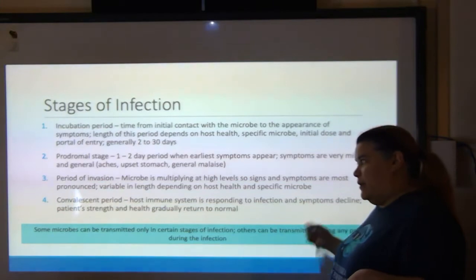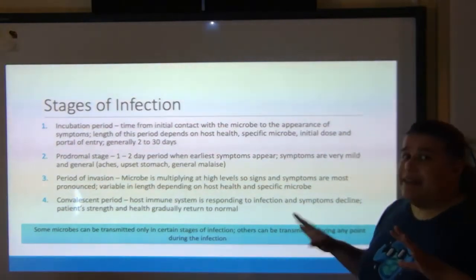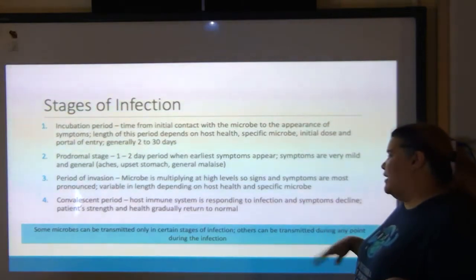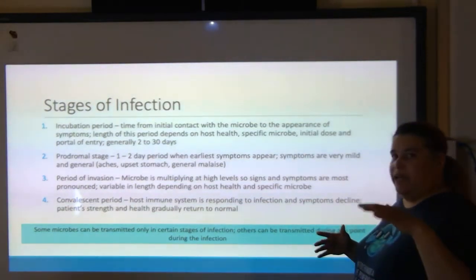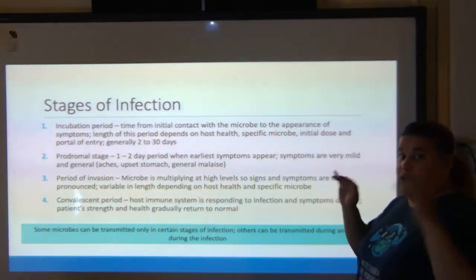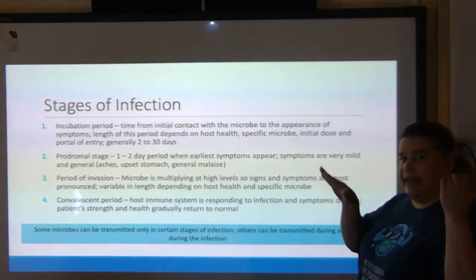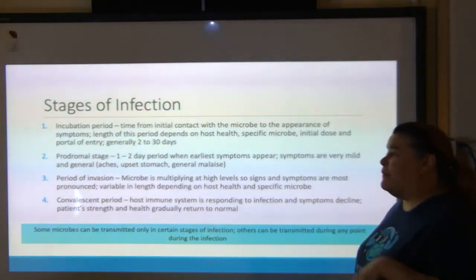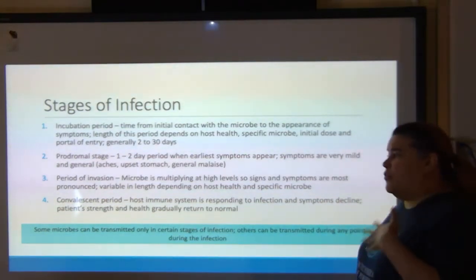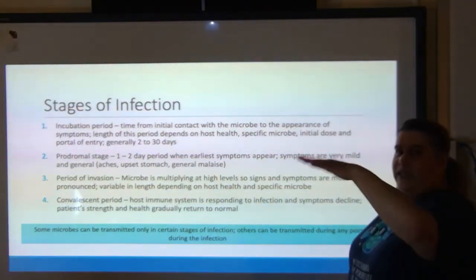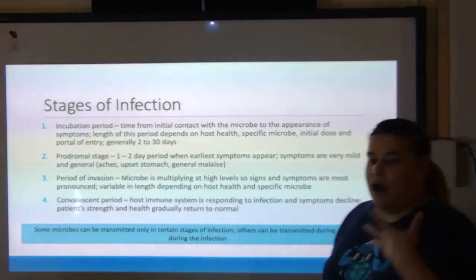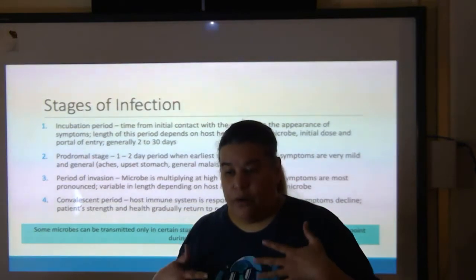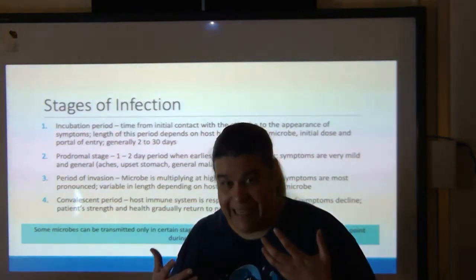The convalescent period. This is when the host's immune system is responding to the infection and the symptoms start to kind of go down. You start to kind of feel better. Not at 100%, but you're getting back to 100% because your immune system is actually fighting this off. The patient's strength and health will gradually come back to normal. So convalescent means that you're healing. You are getting better.